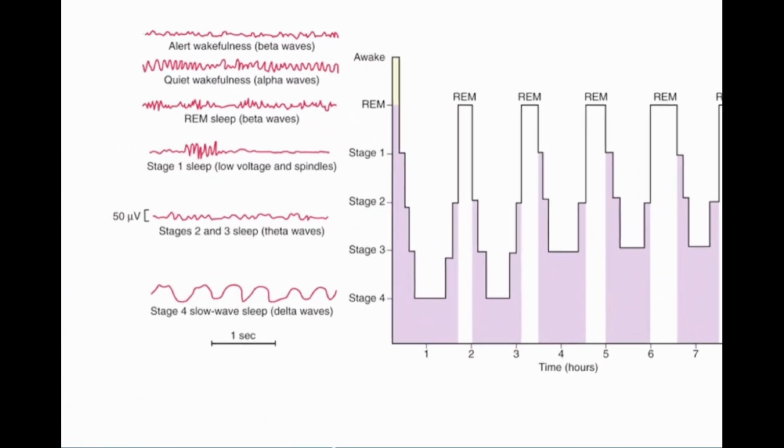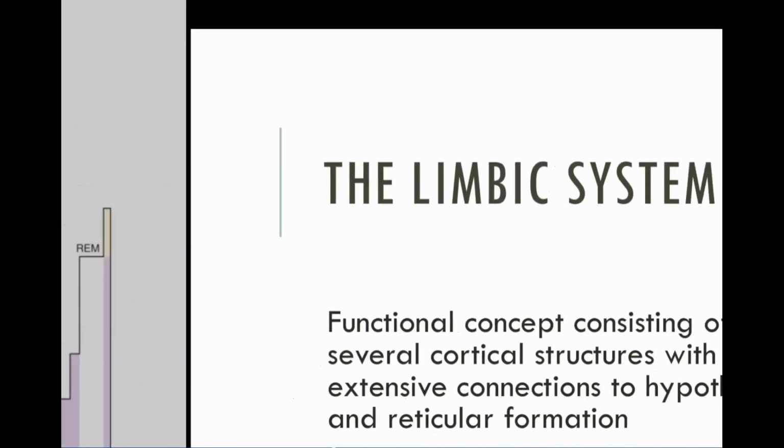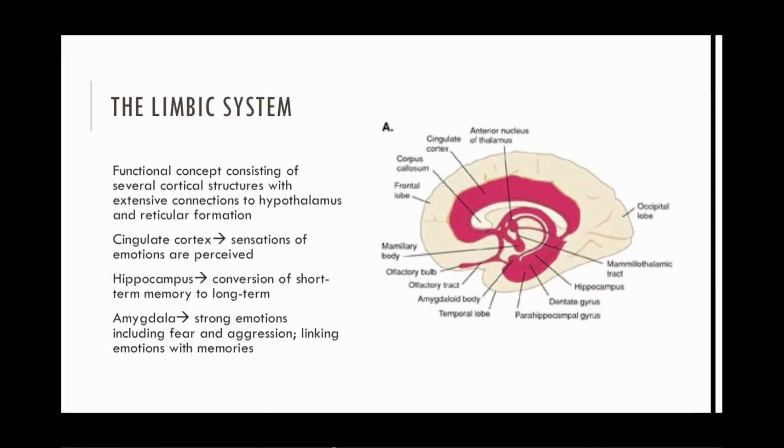Here, you can see, again, slow, stage 4. Slow wave sleep is your delta waves. Those are your deep sleeps. That's how we know we're there. Okay, the limbic system.